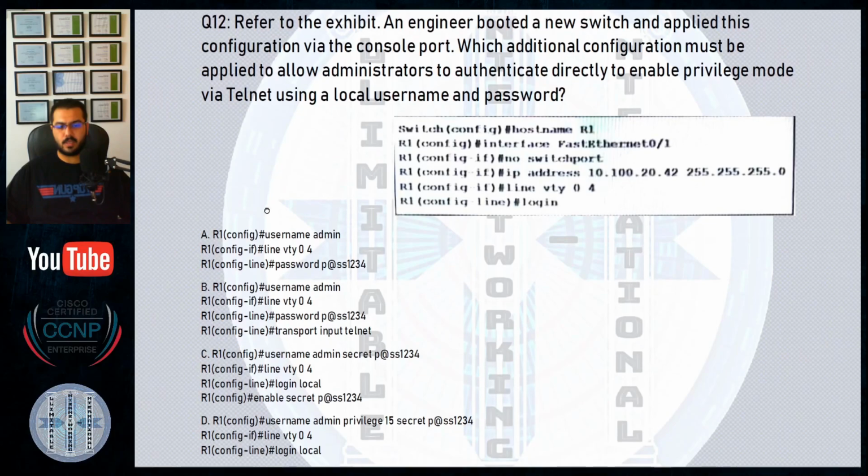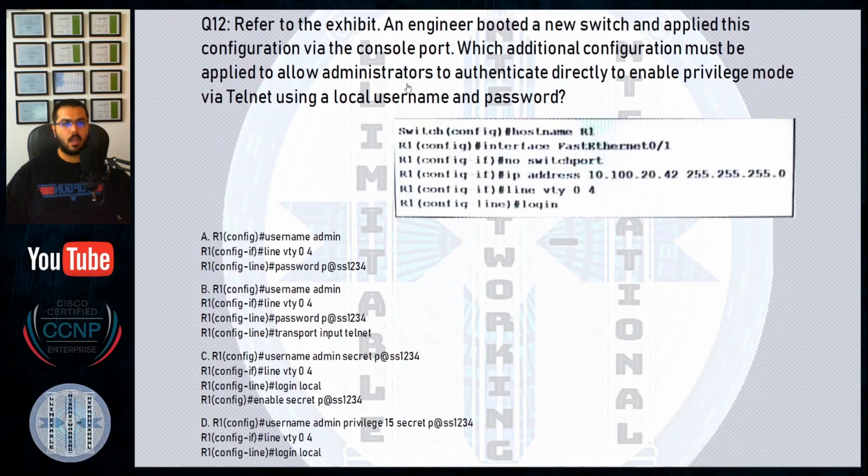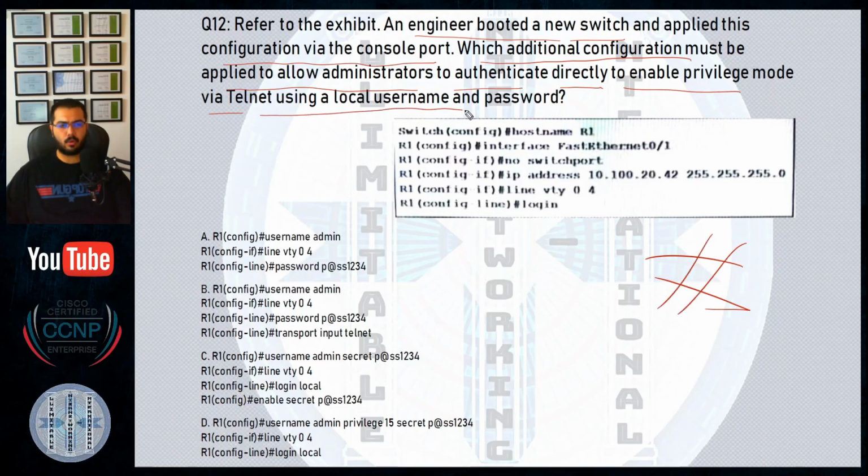Question 12 says, an engineer booted a new switch and applied this config via the console port. Which additional config must be applied to allow the admin to authenticate directly to the enable privilege mode via telnet using the local username and password? Let's see what he configured first. This host name is R1. It's a switch, you are configuring it as R1.